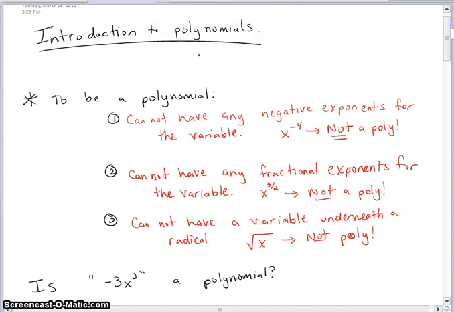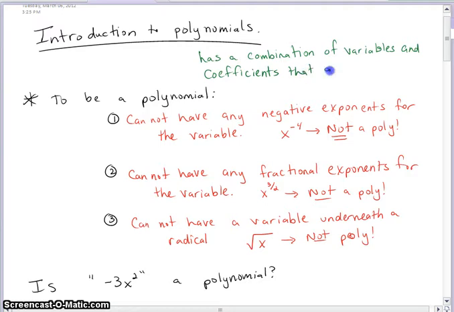So what is a polynomial? It is something that has a combination of variables and coefficients that are being added or subtracted. Coefficients. Yep, I can't spell. Added or subtracted.